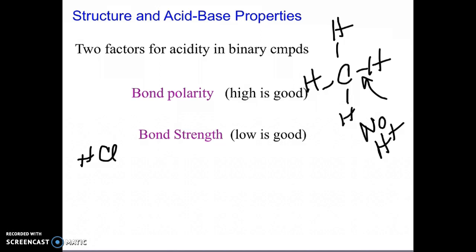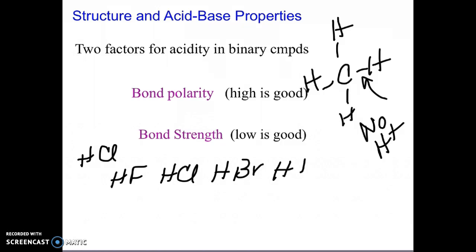Also, I believe that you learned in your Renee McCormick videos earlier that you really should know this series, HF. I believe I'm doing this by the periodic table, although I don't have one in front of me right now, but I believe this is the order of the hydrohalic acids. HF would be at the top of the periodic table, and HI would be at the bottom of the column.